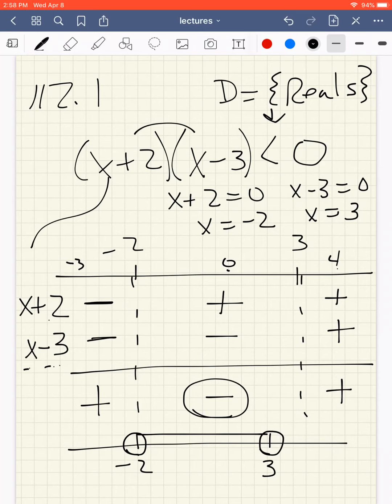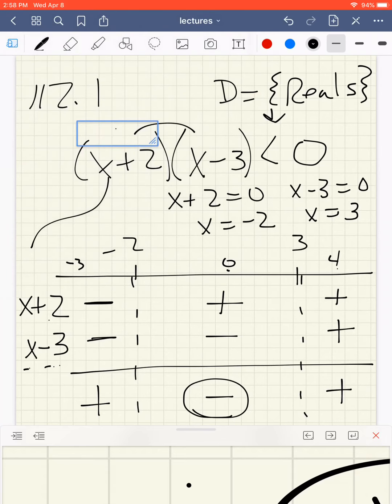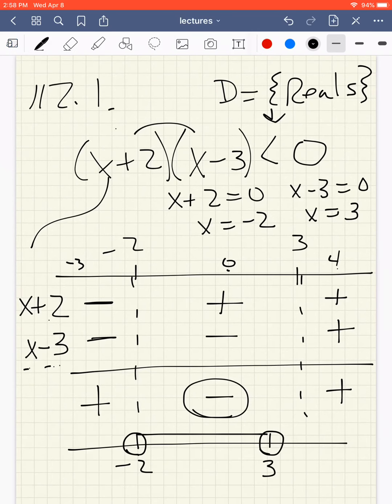Okay, if you don't trust yourself, you can always pick a number in here, like 0. Go back up here. 0 plus 2 is 2. So 0 plus 2 would be 2, and 0 minus 3 would be negative 3. 2 times negative 3 is negative 6. Is that less than 0? Yes. So yes, this region does check. Okay? You can always do that if you don't trust what you got.